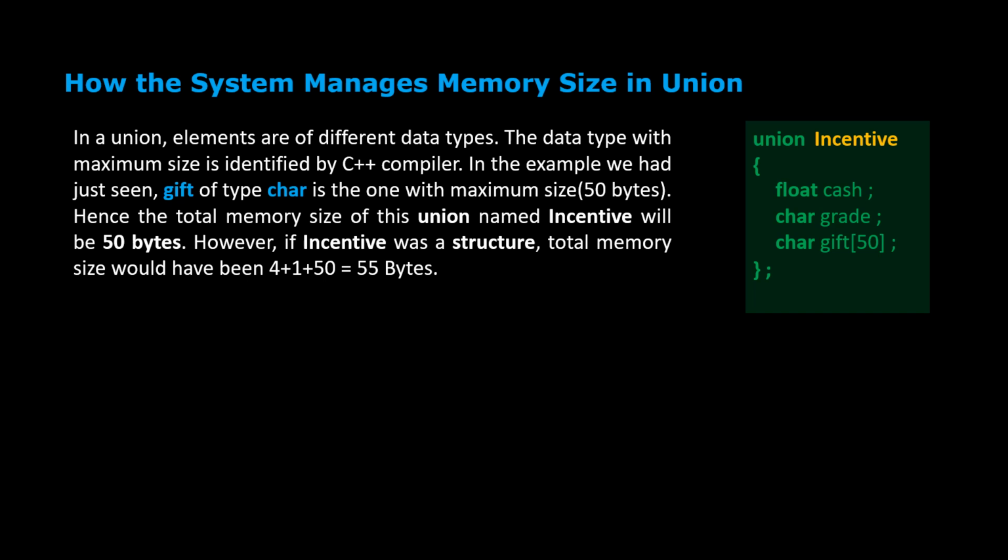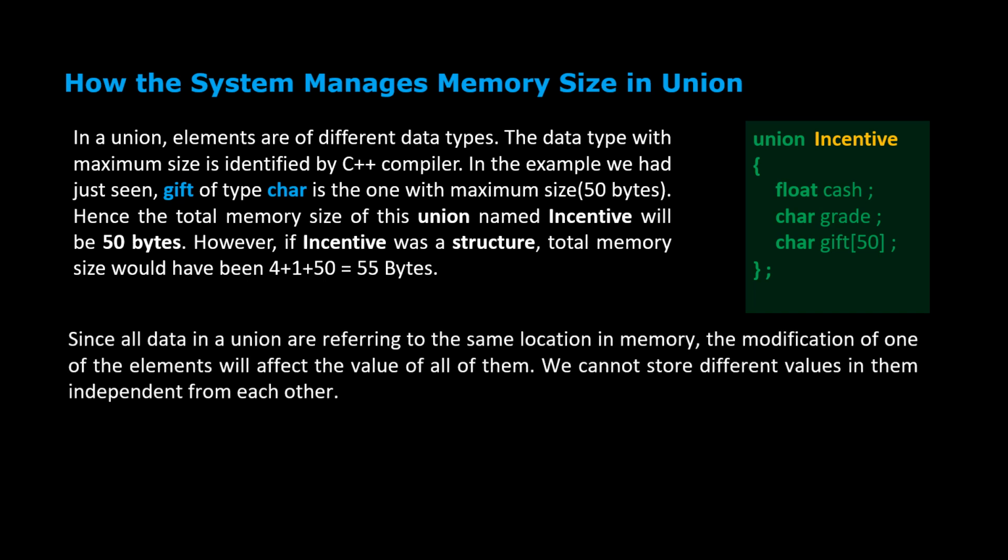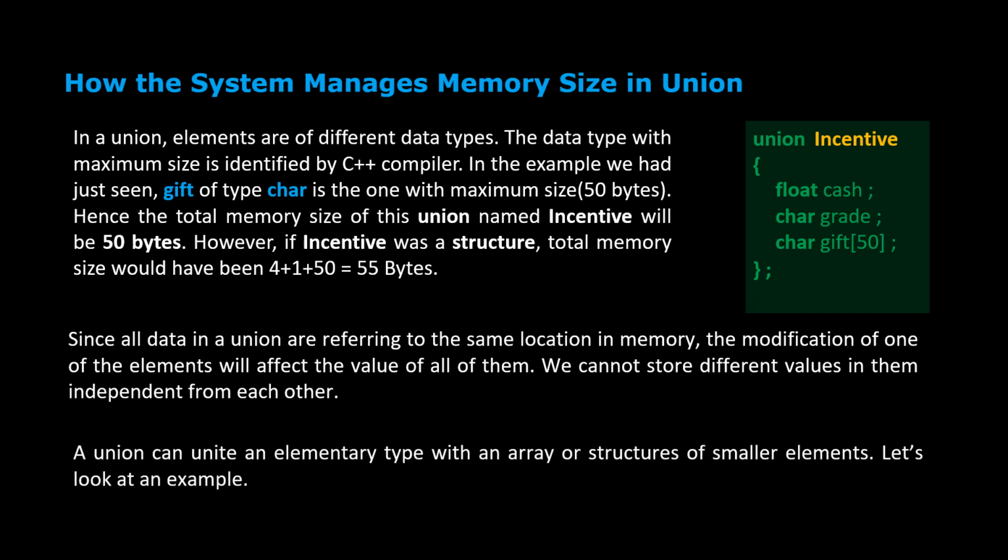Since all data in a union are referring to the same location in memory, the modification of one of the elements will affect the value of all of them. We cannot store different values in them, independent from each other. A union can unite an elementary type with an array, or structures of smaller elements. Let's look at an example.